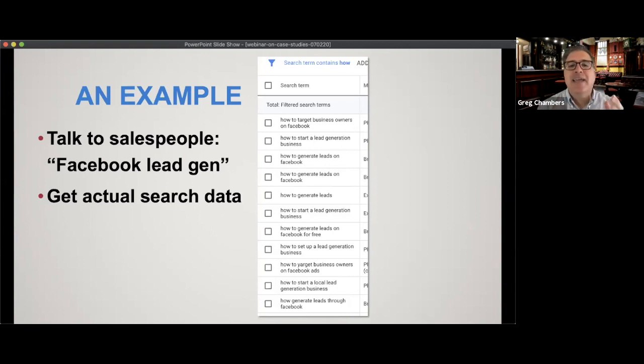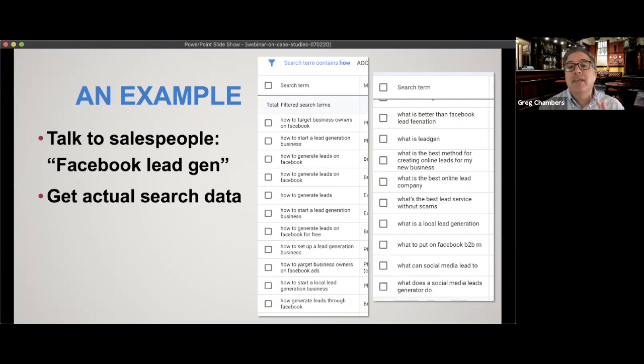So this is why a case study ends up being powerful to share with them. If the problem is you don't know how to target business owners on Facebook, we have a solution. It may not be the only solution, but it is a solution, and we're willing to share it with you. And there's also the "what" questions, so you can do this filtering. Inside of AdWords, once you've generated clicks, you have to filter through some bad clicks to get to the good ones.